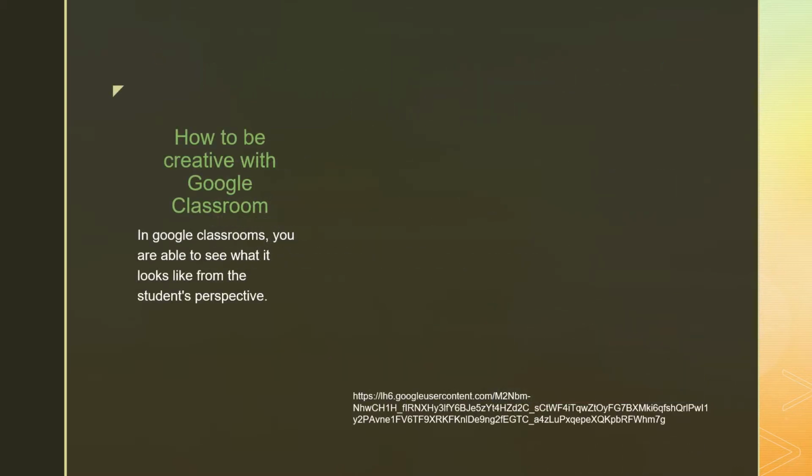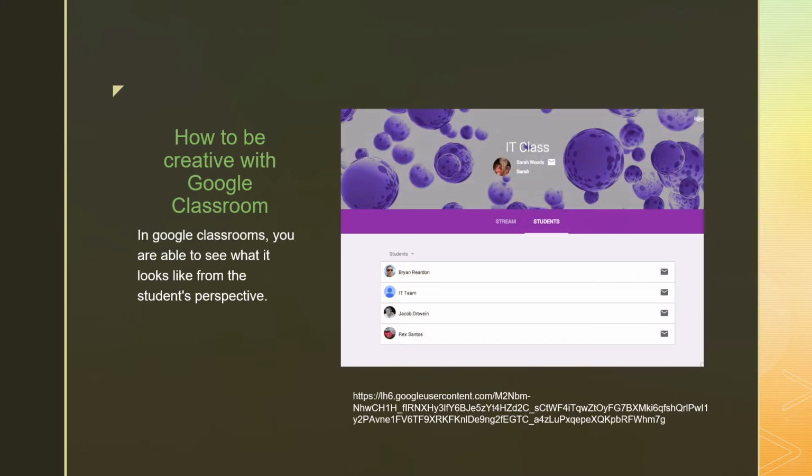How to be creative with Google Classrooms. In Google Classrooms, you are able to see what it is like from the student's perspective, which can be helpful as a teacher because from my point of view, I might not be able to see what the student sees. So it helps me if I can see what they are seeing. And this is an example of what it will look like from the student's perspective instead of mine.